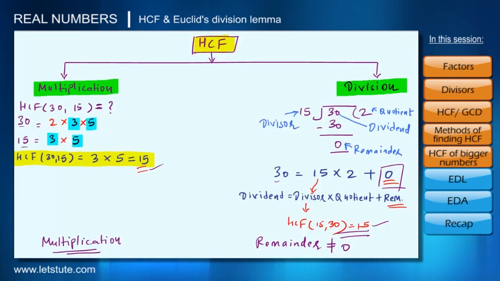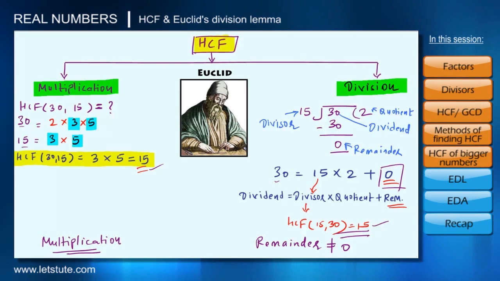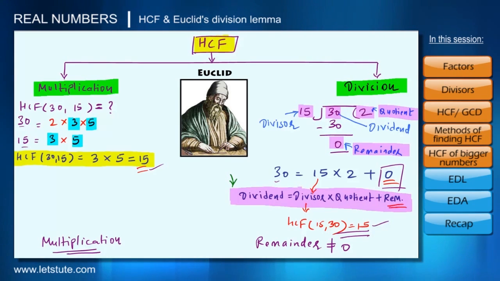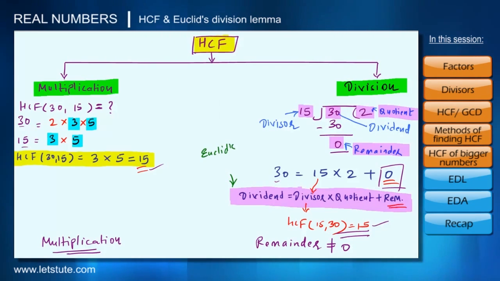So this is when the Greek mathematician Euclid came up with an idea, and he proved that whenever we divide any two positive integers, we get two more positive integers in the form of quotient and remainder, and then they can be arranged as dividend is equal to divisor into quotient plus the remainder form. And this type of representation is called a lemma in Greek, and since this is proved by Greek mathematician Euclid, it's called Euclid's division lemma.